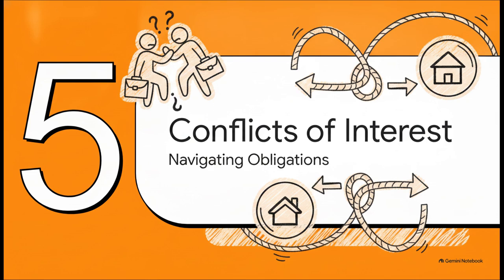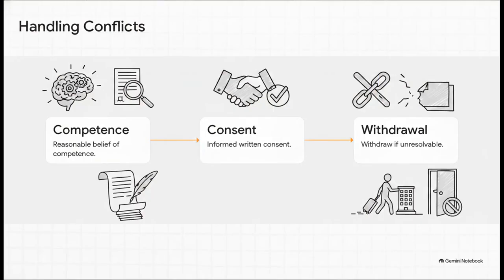Let's turn to Section 5, Conflicts of Interest. When a conflict exists, there's an exact, methodical sequence of requirements you must satisfy to continue representation, and you cannot skip any of these steps. Step 1. You must have a reasonable belief that you can still provide competent and diligent representation to each affected client despite the conflict. Step 2. You must obtain informed written consent from each affected client. Examiners heavily test this specific requirement. Verbal agreements or a casual handshake mean absolutely nothing under Circular 230. The consent must explicitly be in writing.